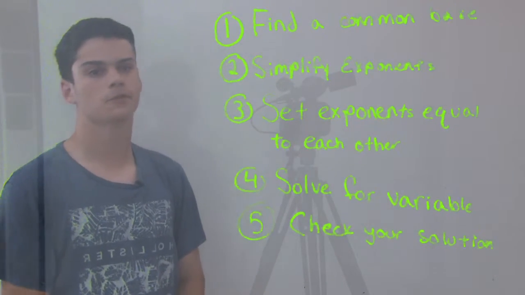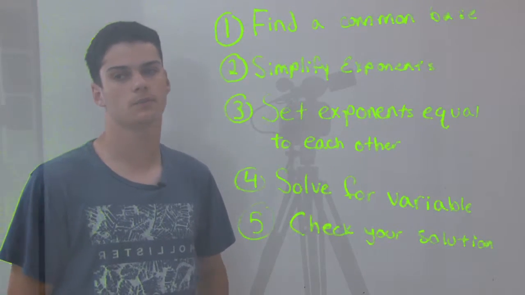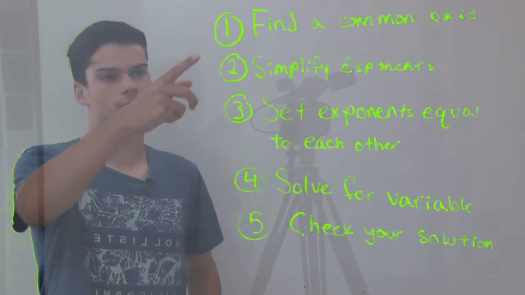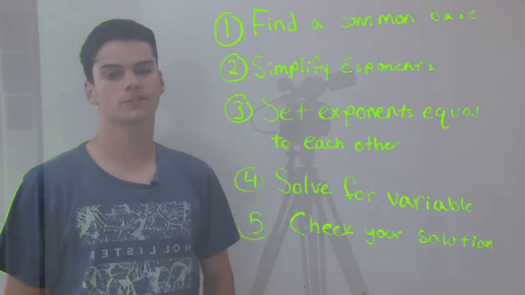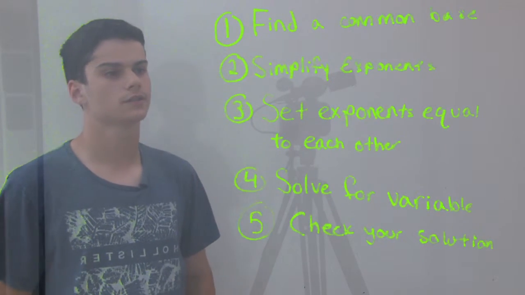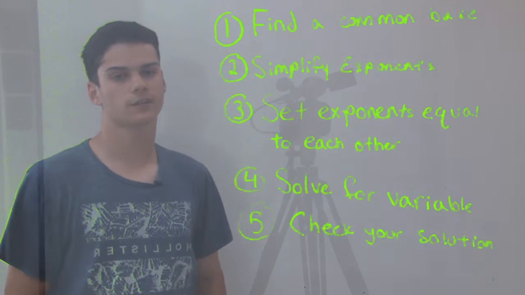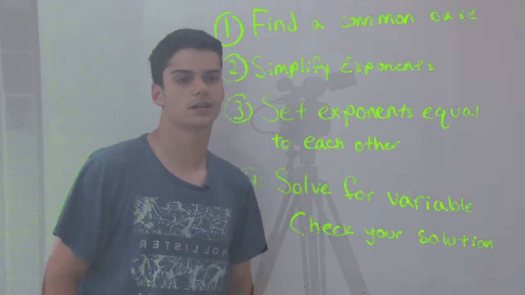Alright, so to wrap up this video, we want to just go over the steps for solving an equation using common base. So your first step is to find a common base. You want to make sure you find a common base so that when you find a solution, it's correct. So the next step is to simplify your exponents. You need to simplify your exponents correctly, otherwise your answer is not going to be right.